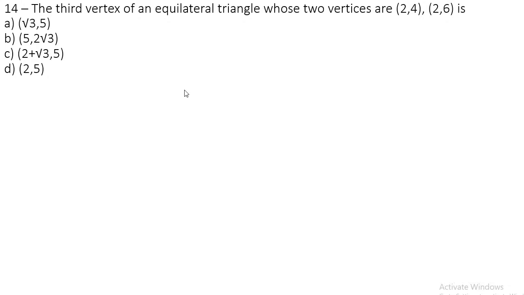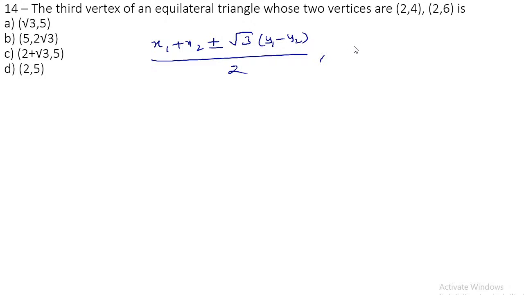The third vertex of an equilateral triangle whose two vertices are 2, 4 and 2, 0. So when two vertices of an equilateral triangle are given and if they ask us to find the third vertex, then the formula is x1 plus x2 plus or minus root 3 into y1 minus y2 by 2 comma y1 plus y2 minus or plus root 3 into x1 minus x2 by 2.